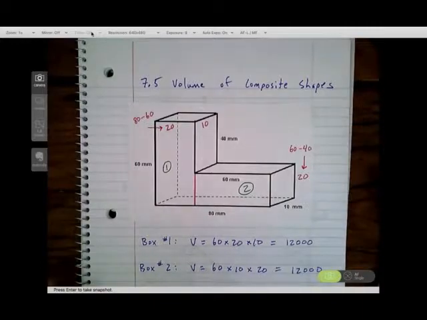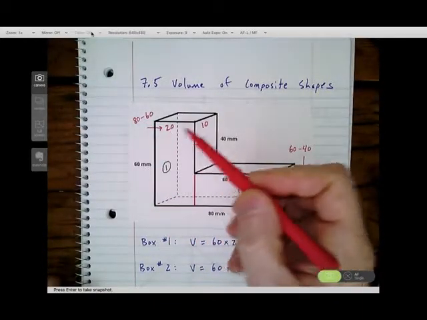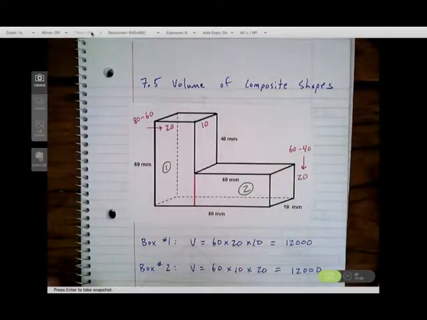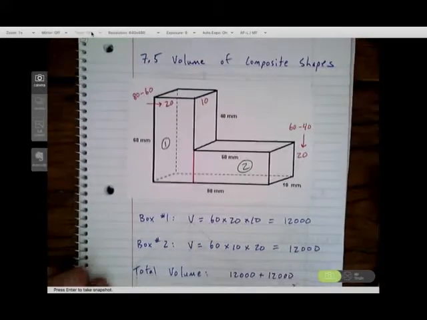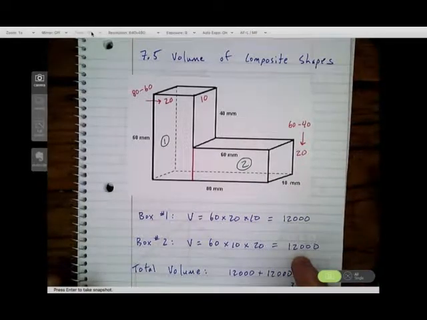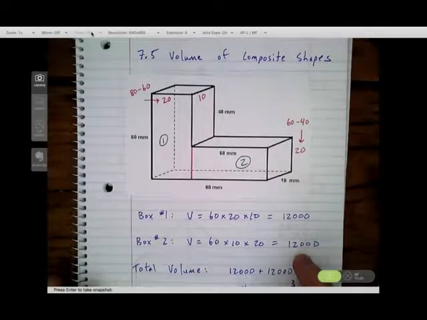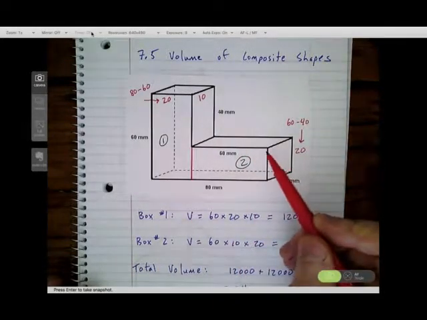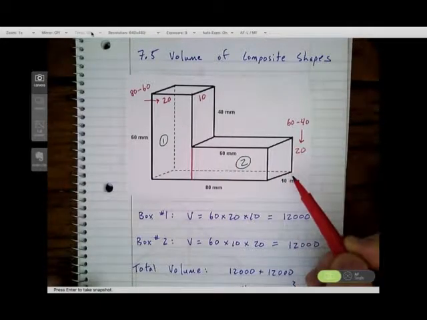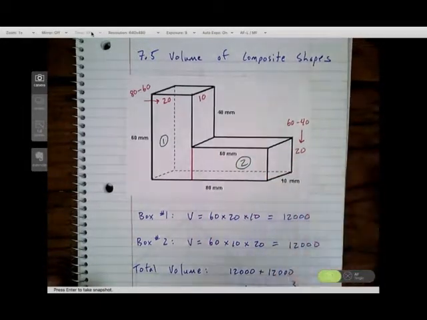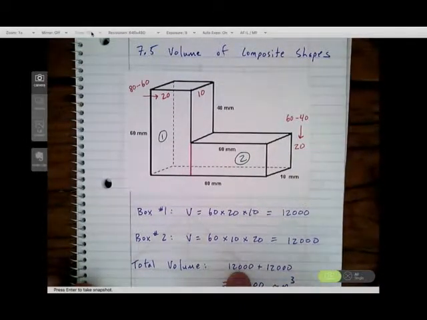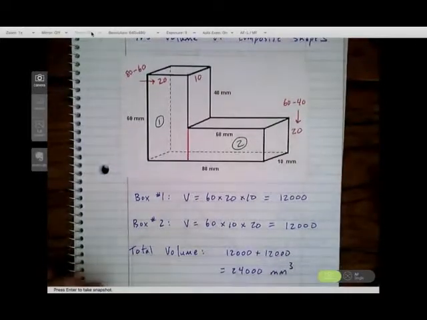So for box number 1, I'm going to go 60 times 20 times 10. We're just multiplying those three dimensions together. So 60 times 20 times 10 is 12,000. Okay, box number 2, the volume is also 12,000. They're not always going to match like this. It's just a coincidence. It's just what happened with this problem. So here I'm going to go, again, 60 times 10 times 20. So length times width times how tall it is here. 60 times 10 times 20, and I get 12,000. And to get the total volume, I'm going to add those two up and get 24,000 cubic millimeters.